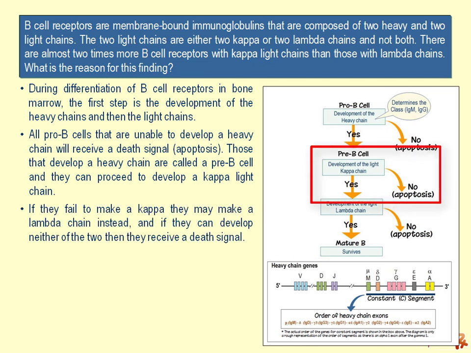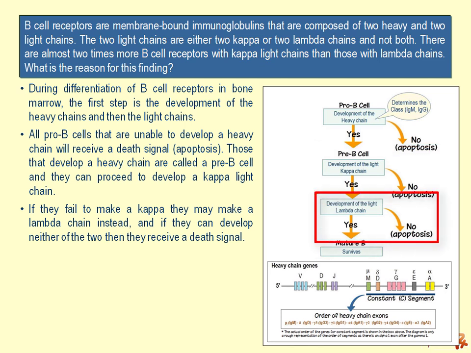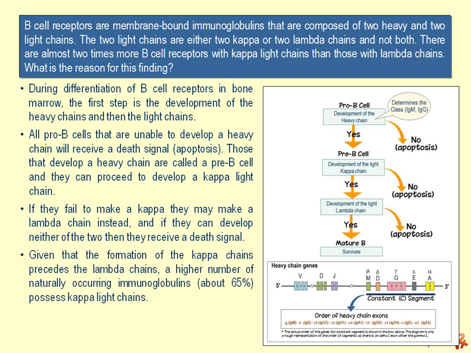They first get the chance to make a kappa chain. If they fail to make a kappa, they may make a lambda chain instead. And if they cannot develop either of the two, they receive a death signal. Given that the formation of the kappa chains precedes lambda chains, a higher number of naturally occurring immunoglobulins, about 65%, possess a kappa light chain.